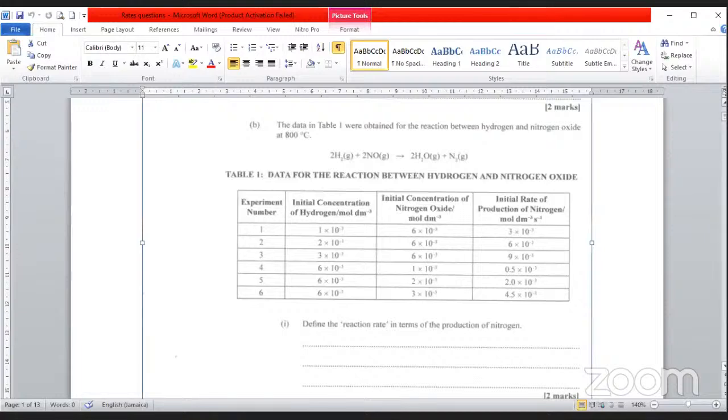All right, so here they say define the reaction rate in terms of the production of nitrogen. Who wants to take that on?